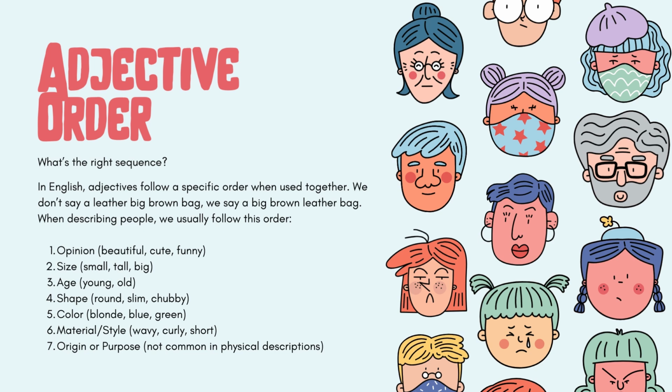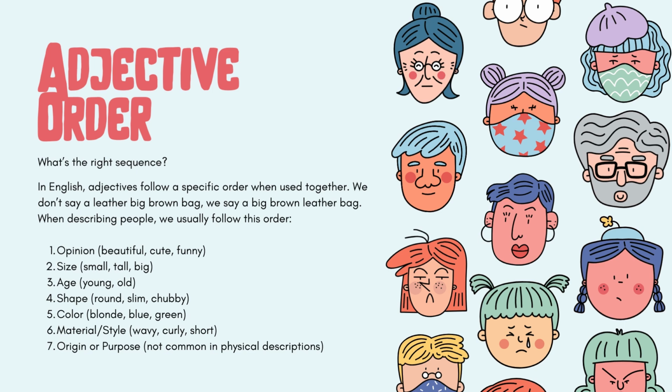Now, what is the right sequence? Because it has to have a specific order. In English, adjectives follow a specific order when used together. We don't say a leather big brown bag. We say a big brown leather bag. When describing people, we usually tend to follow the following order.